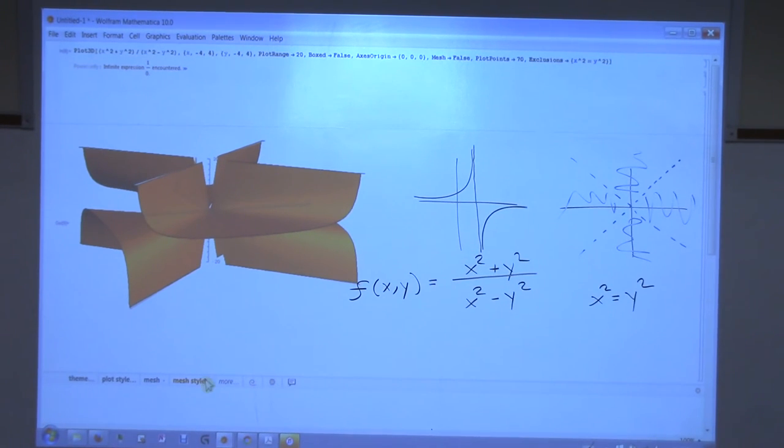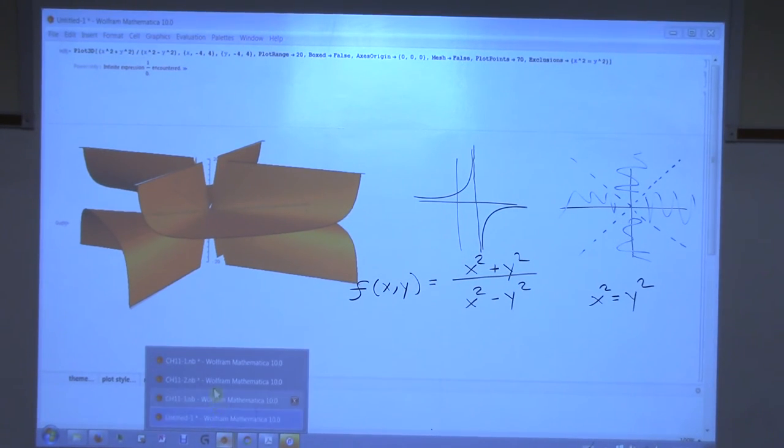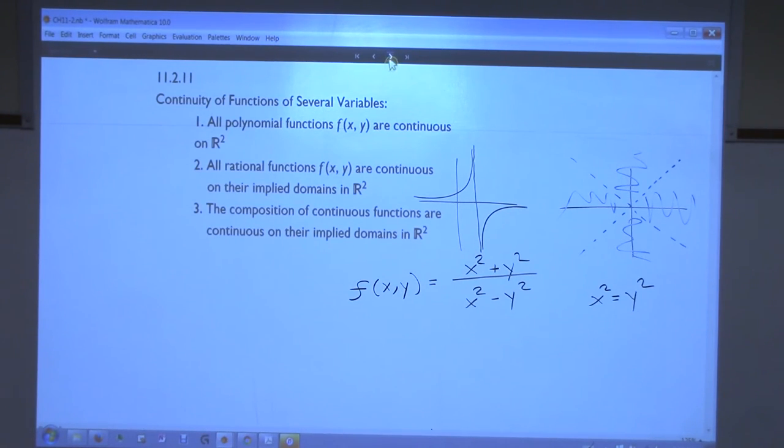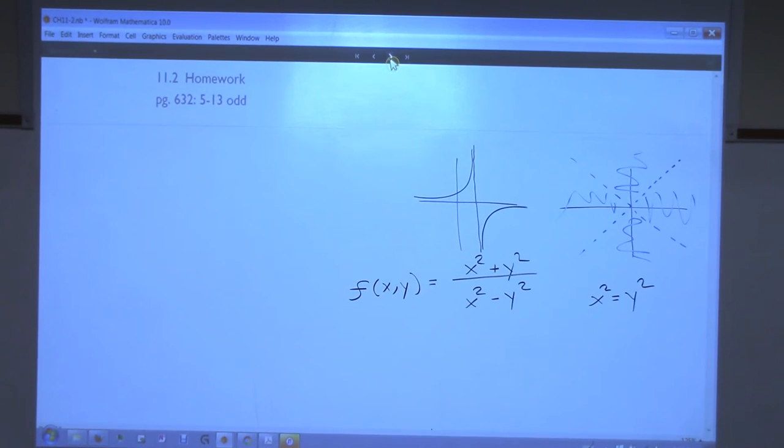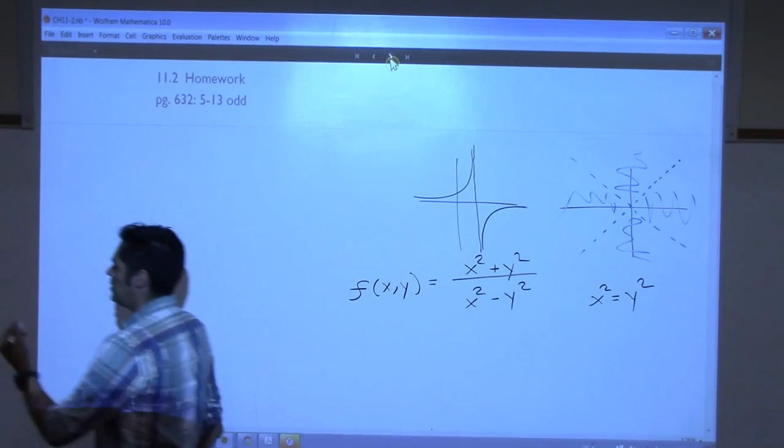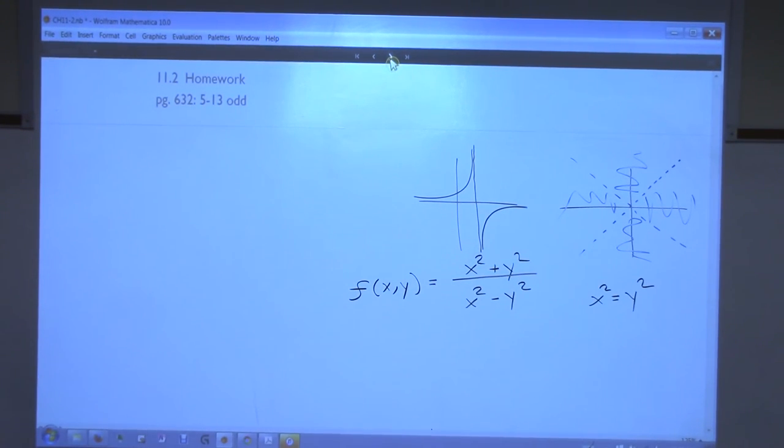Are we at the end of the notes? We are. And there's the homework, page 632, 5 through 13 odd. That's not a very big assignment there.